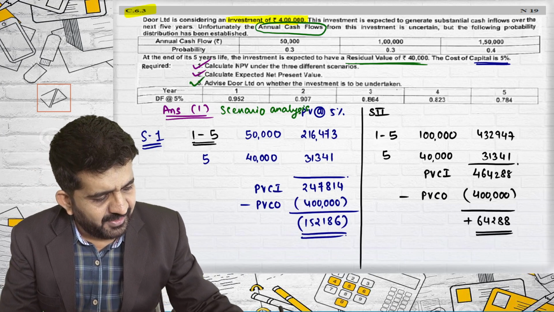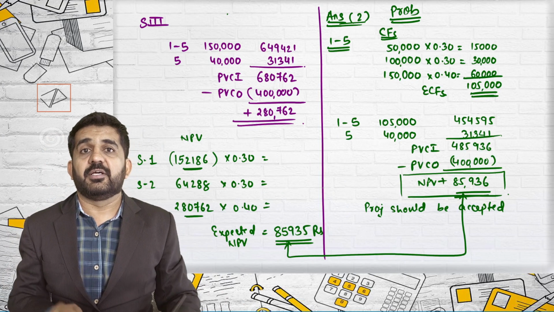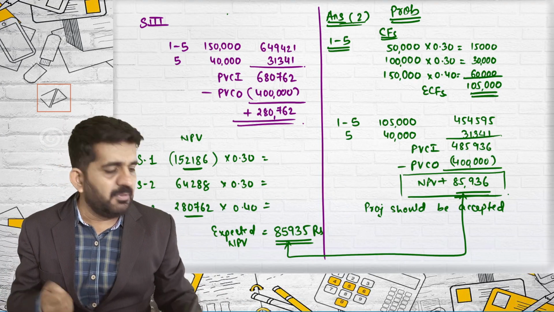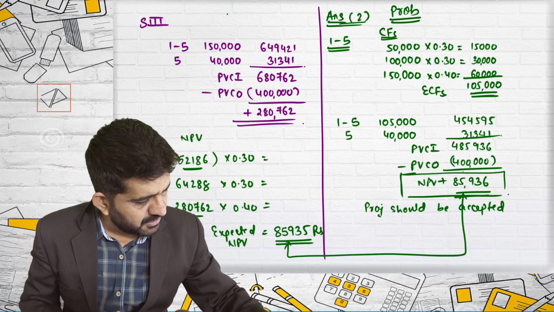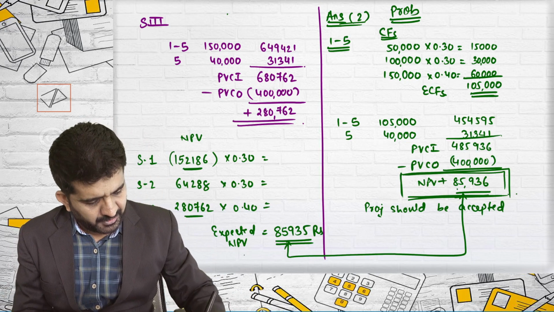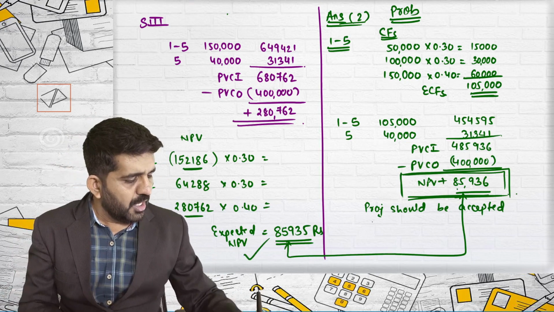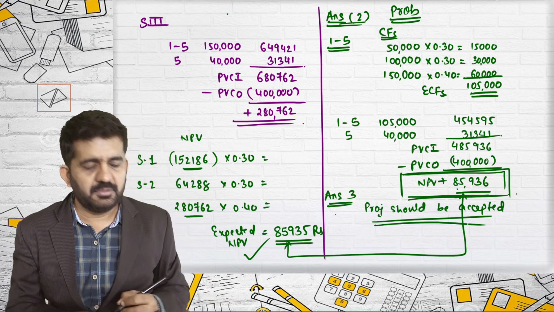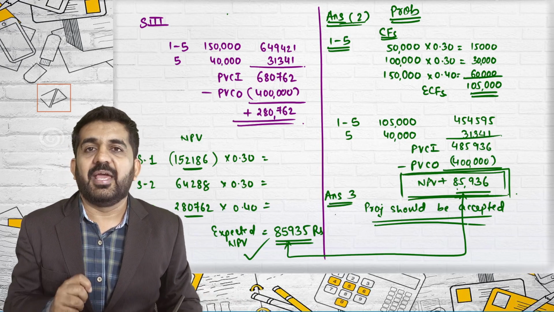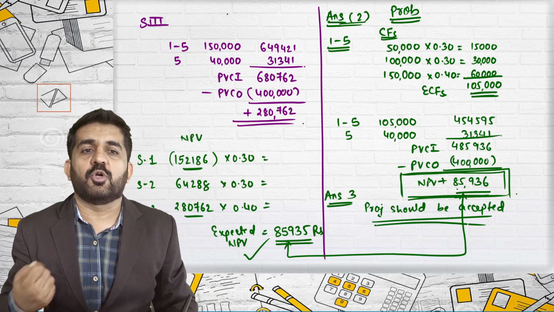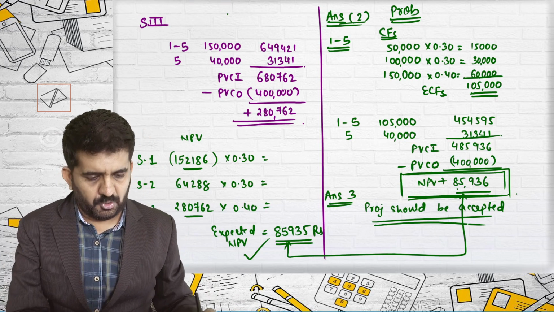Advise the company whether the investment is to be undertaken. Will I give advice based on scenario analysis or probability analysis? Probability analysis, as the NPV is 85,936. I could have found it by this method also. I should accept the project. This is answer number 3. The project should be accepted. As it has a positive NPV, it is earning more than your cost of capital, so you should accept the project.